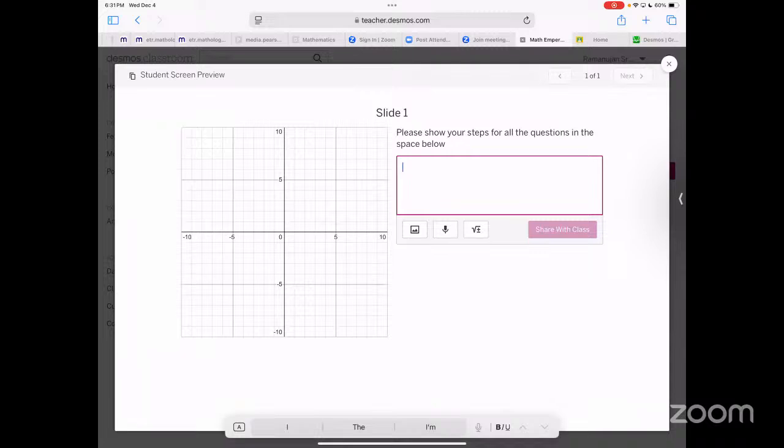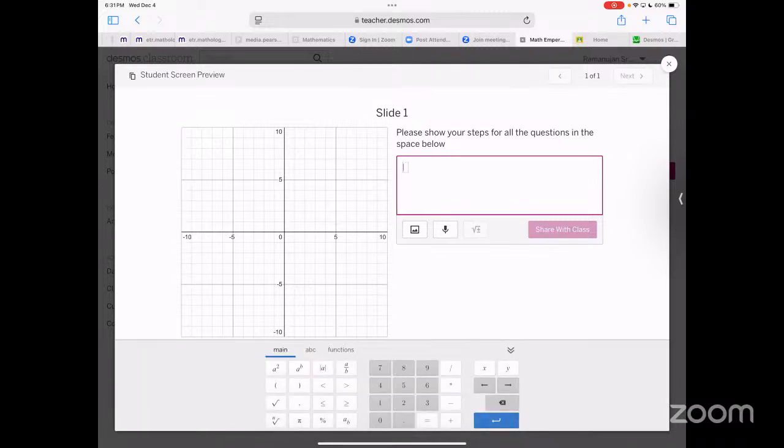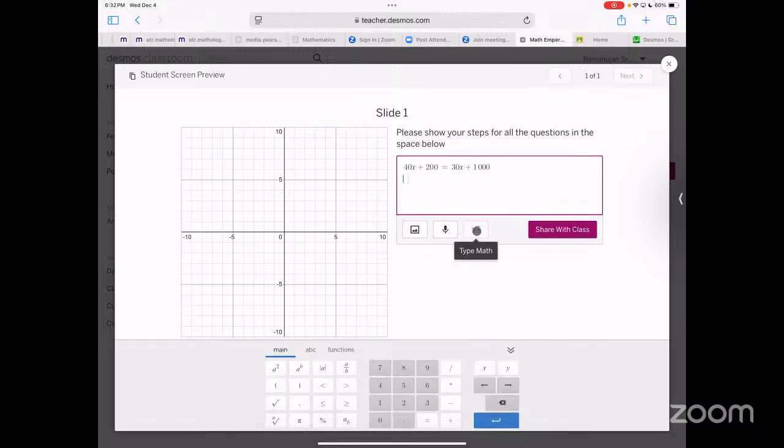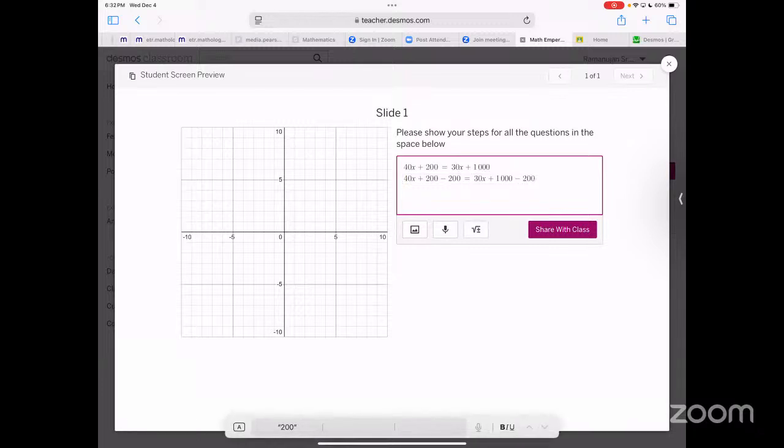You see there's a little button called math. If you click on the math button and type 40x plus 200 equal to 30x plus 1000, it will make that equation look cool, beautiful. So that's my first line. You can see x's are in italic. Then you click in here and show the step: 40x, and then you don't want the 200, so you show that you're subtracting 200, 30x plus 1000 minus 200.